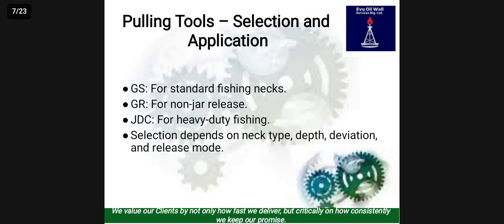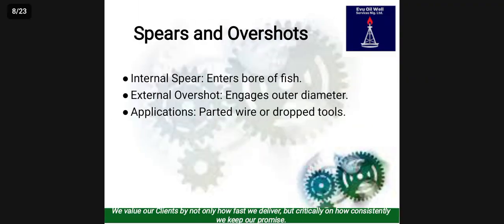What are the things to look at in choosing your tools? 1, neck type, depth, well deviation, the release mode. If you use a GS where a GRO should go, you are not fishing. You are just flirting with failure, and it will cost you a lot. So take very good note, please, of the criteria when choosing your fishing tools.